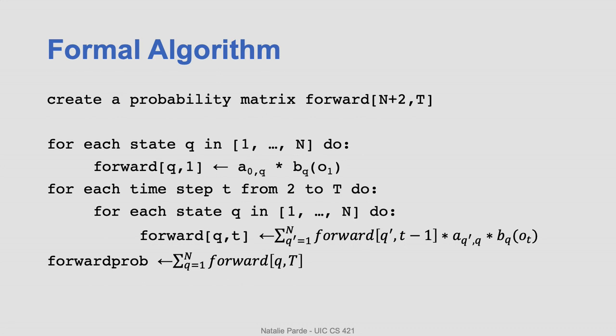Finally, once we're finished with that loop, we'll set our final forward probability to the sum of the forward probabilities we computed for all states q from 1 to n at time step t.